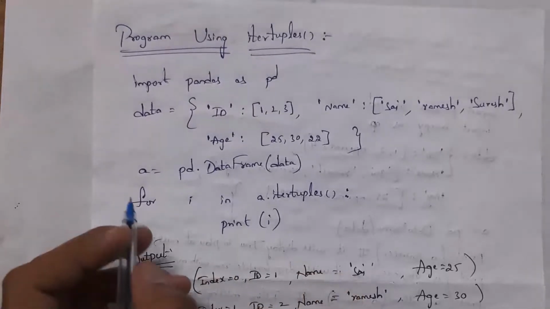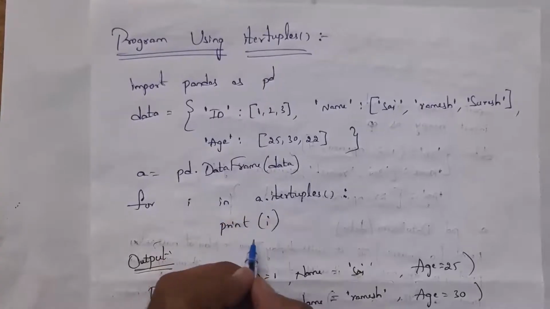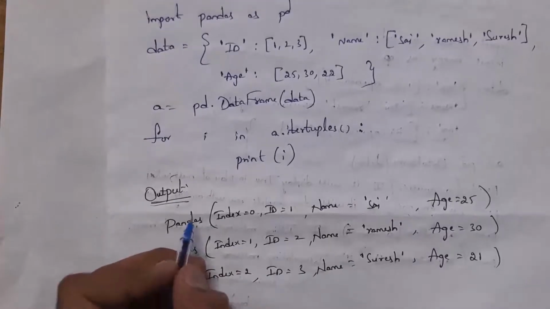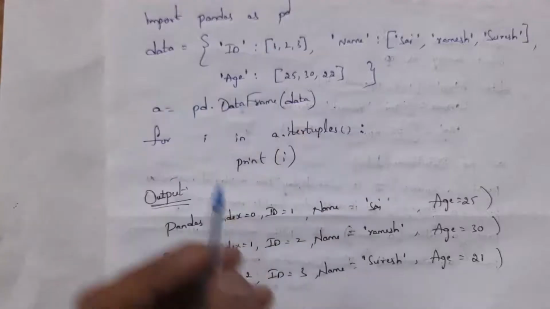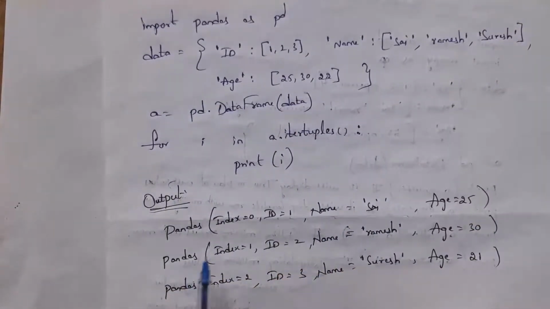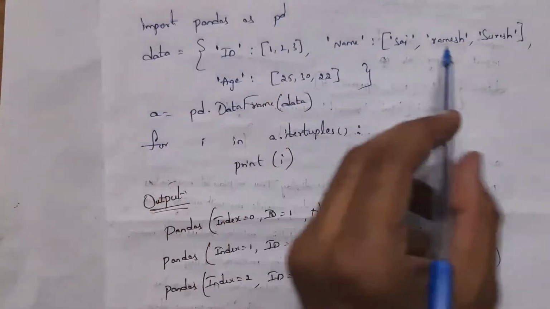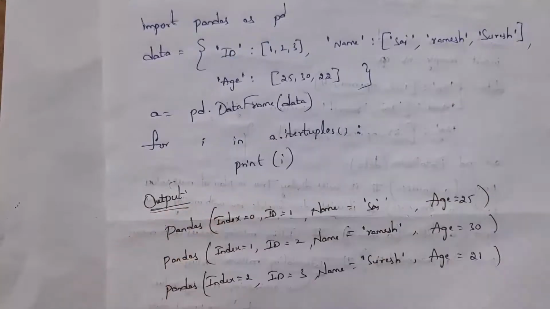So you just need to write here: for i in a.itertuples(), and inside this for loop write print(i). Whenever you run this program, this is my output. At first it will display Pandas, inside brackets index number 0 contains id 1, name Sai, age 25, and next Pandas, inside tuple index equal to 1, id 2, name Ramesh, and age 30, and index number 2 contains id 3, name Suresh, and age 22. This is my output. This is the use of the itertuples method.